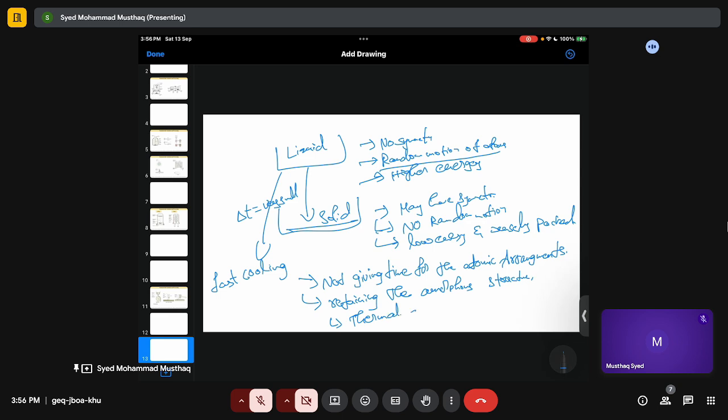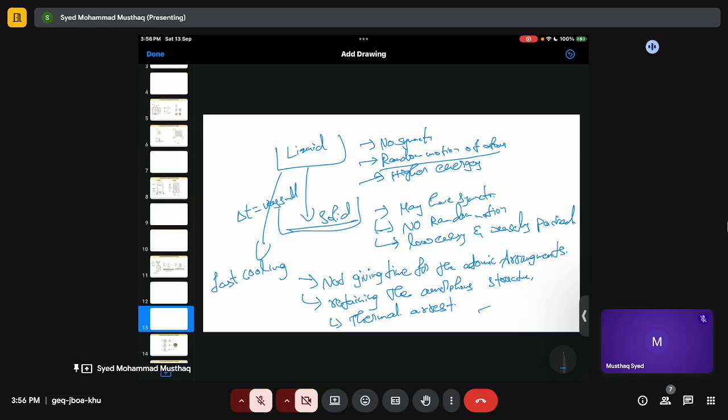We call it thermal arrest. That means we are arresting the motion of atoms. We are not making them so that they can rearrange. We are not giving time. We are not even giving energy for them to rearrange. We are just taking that energy out very fast. So then we will have a glass. That's how the glasses are formed.